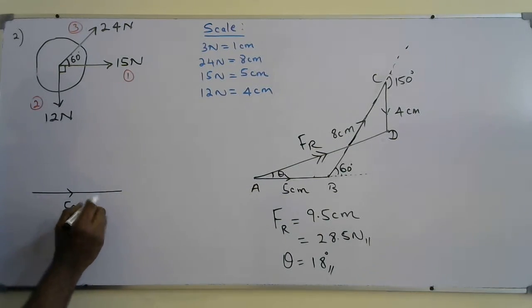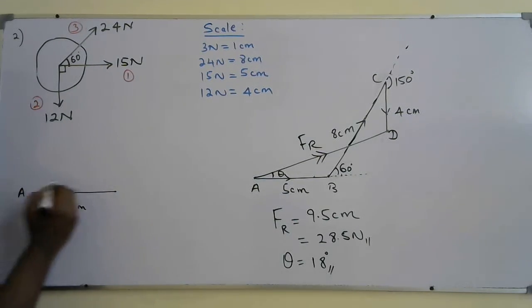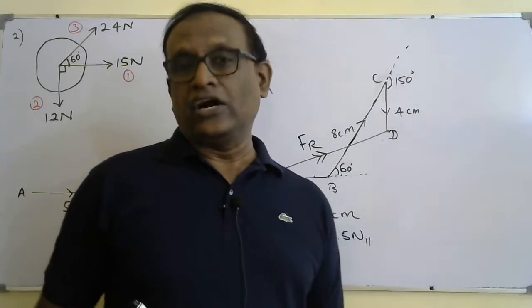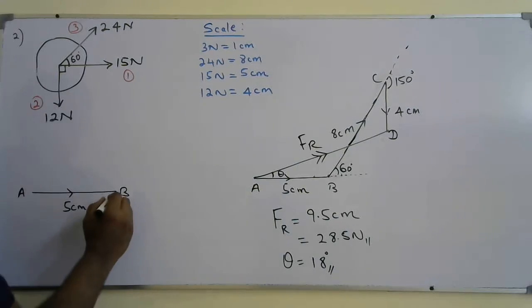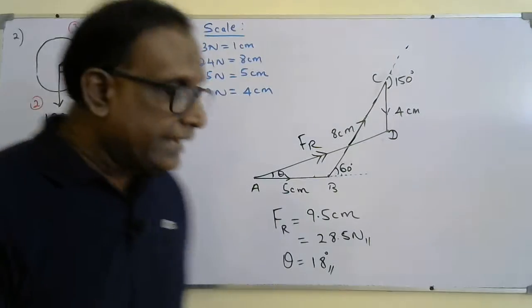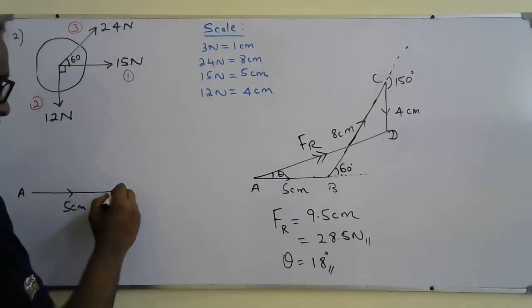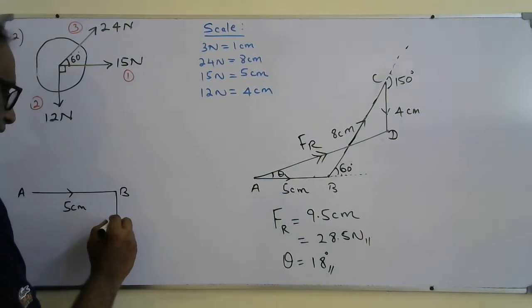5 centimeter. Right. Then from the end of this, I can name it AB. So at B, I should draw the second force, 12 Newton, that is vertically downwards, meaning 90 degree. The angle between 15 Newton and 12 Newton is 90 degree. So keep your protractor here, measure 90 degree, and draw the line vertically downwards, a length of 4 centimeter.